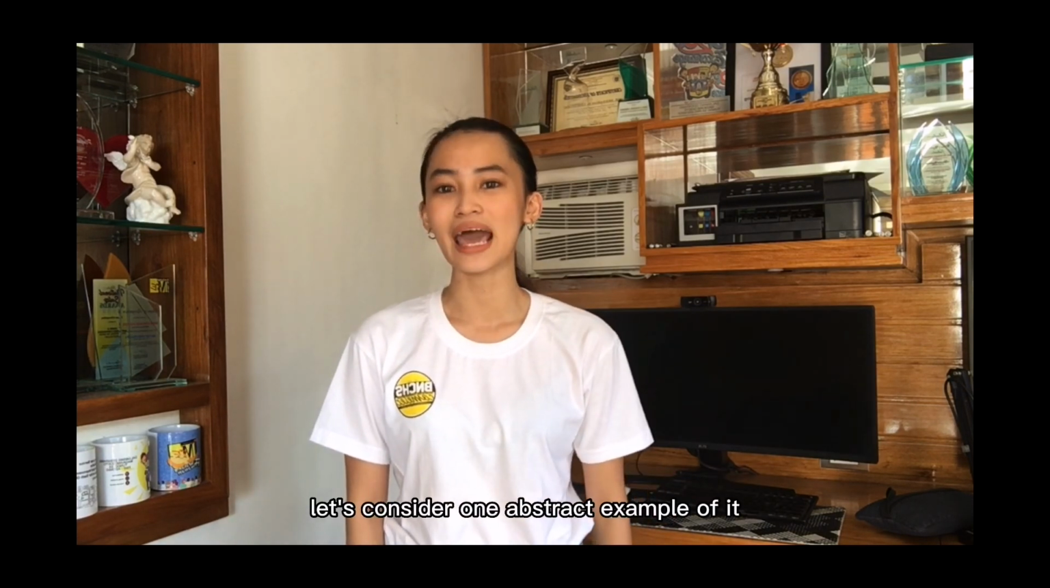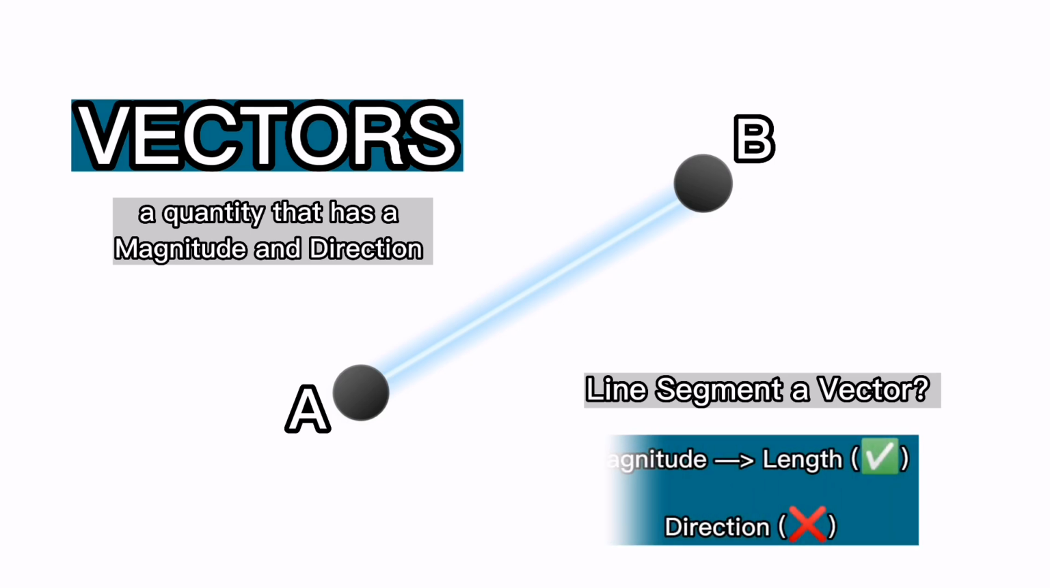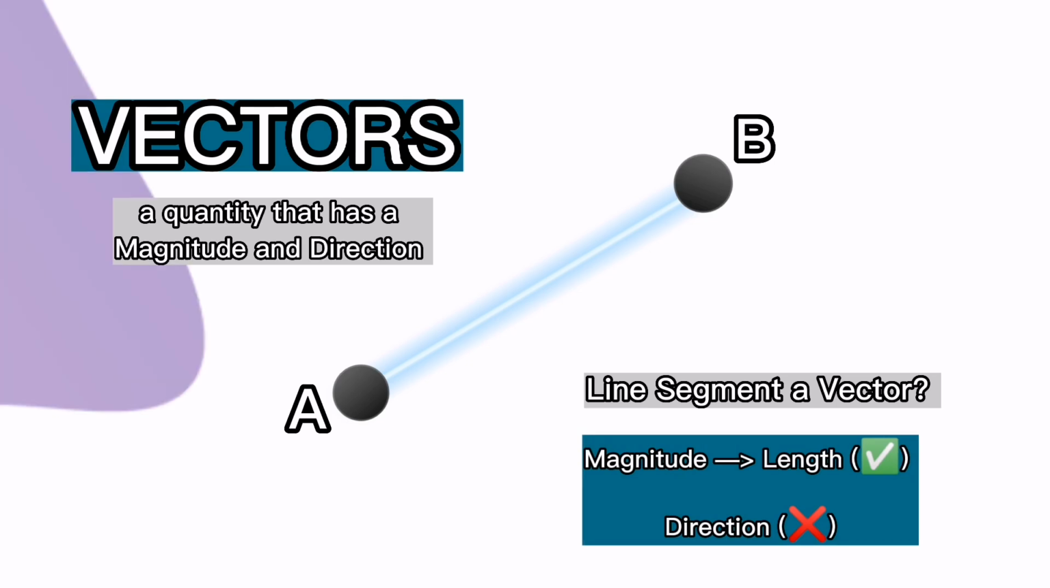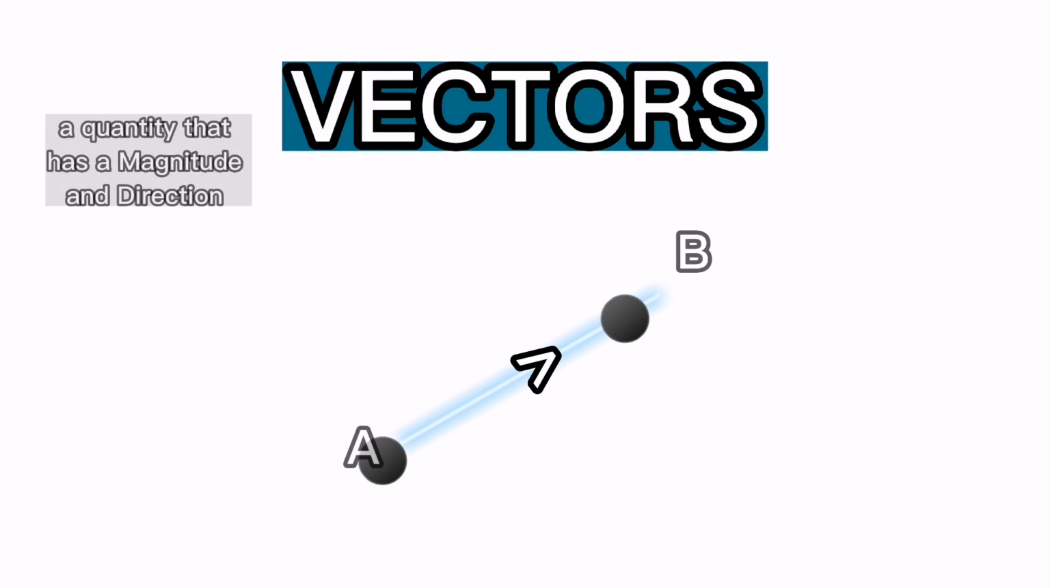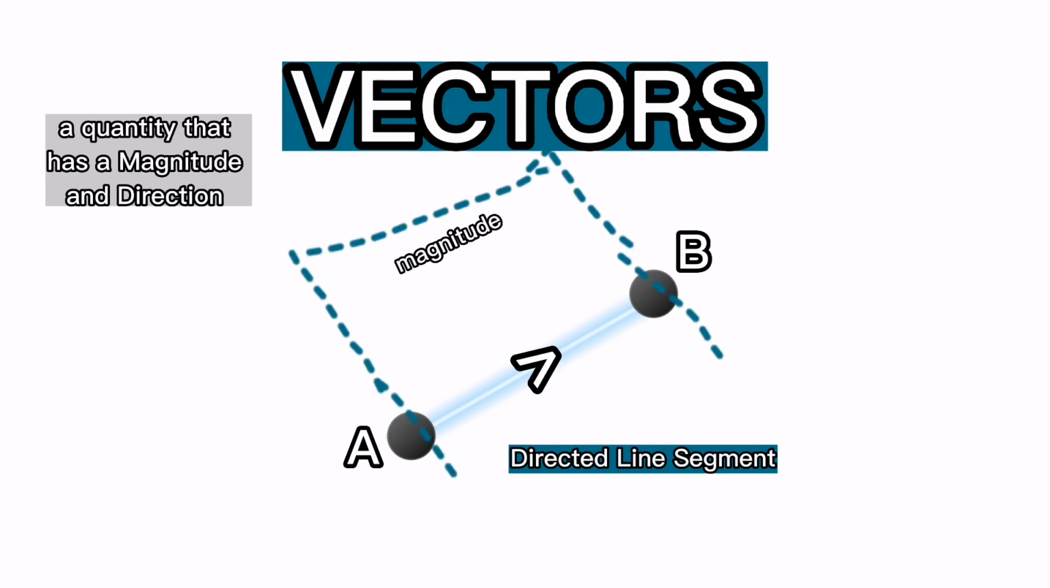Let's consider one abstract example of it. Let me ask this. Is a line segment a vector? No, right? The line segment only has magnitude, and that is length, but no direction. Now, let's say we specify a direction for this line segment via an arrowhead. This means that the line segment is now directed from A to B. So let's call it a directed line segment. Now, we have a magnitude and a direction for this directed line segment. Therefore, we can say that the directed line segment is a vector.